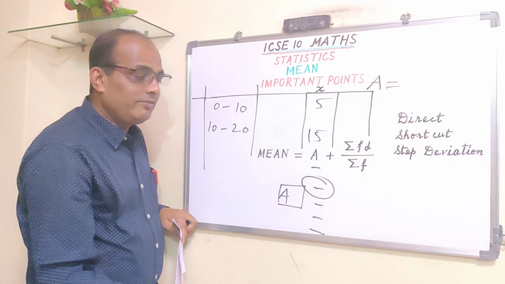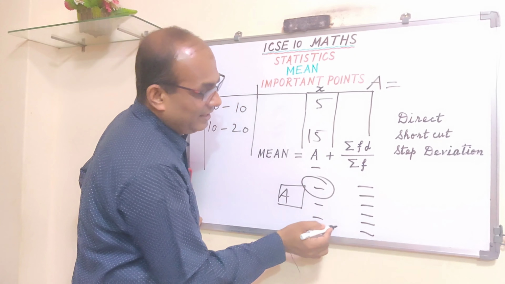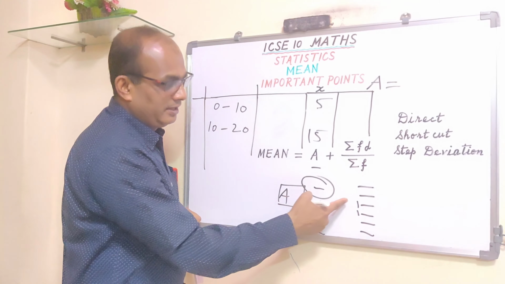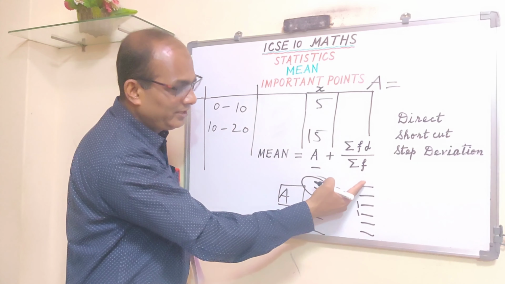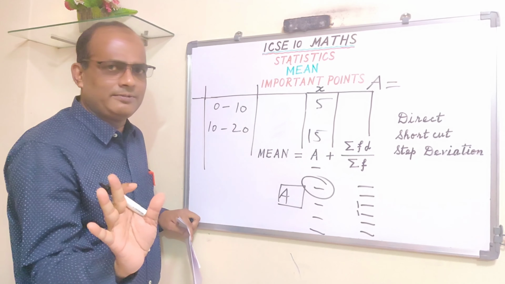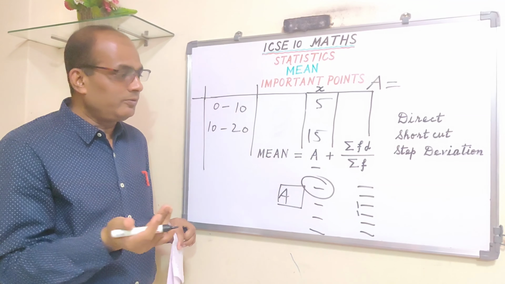If the number is even, for example 1, 2, 3, 4, 5, 6, then either the third or the fourth, any one. Do not take the first one, second one, or fifth one, or sixth one. That also you can take, but please don't take that. That's not wrong. But you know, we are talking about assumed mean.